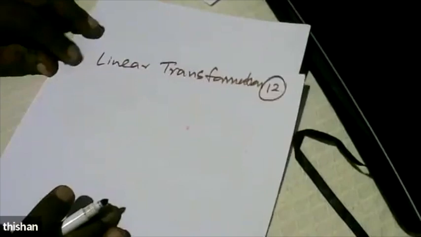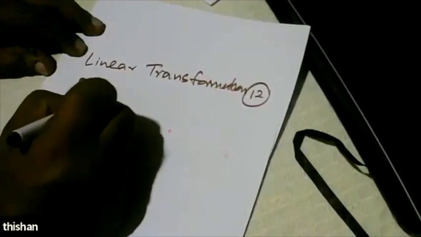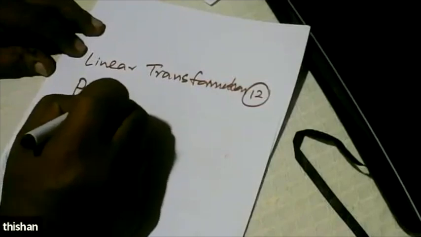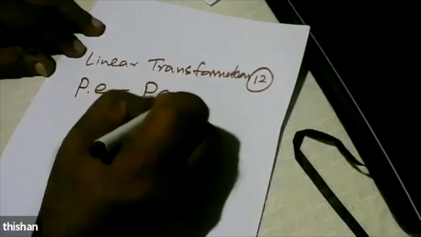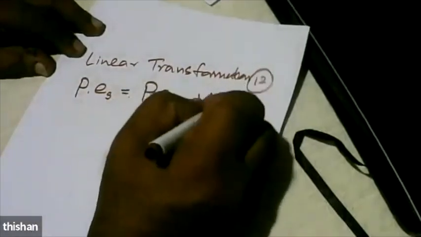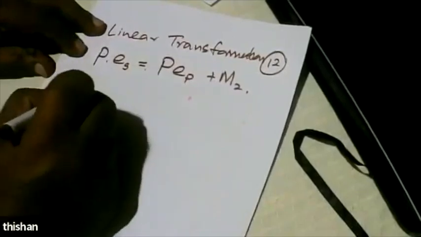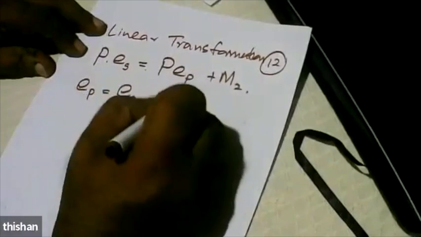In linear transformation, P times ES is equal to P times EP plus M2. So EP is equal to ES minus M2 over P.